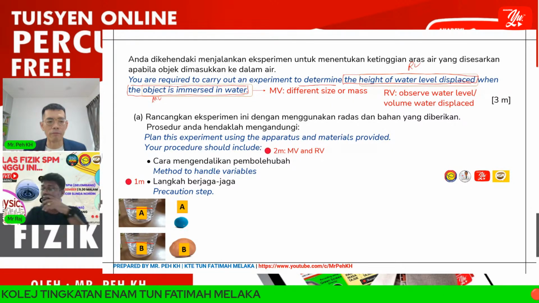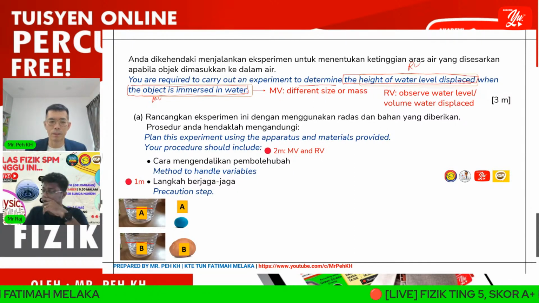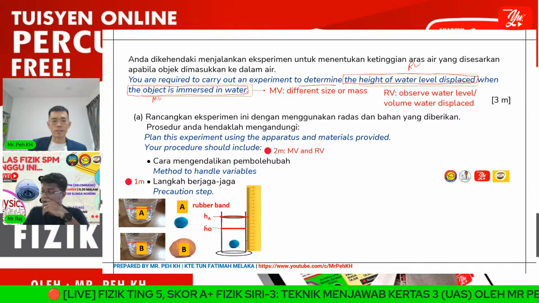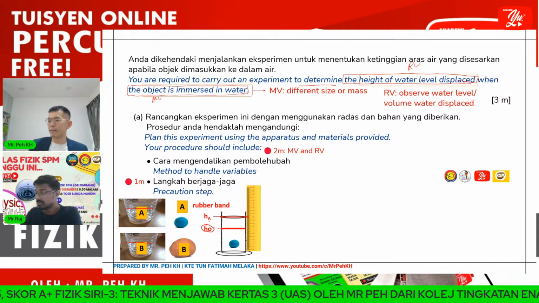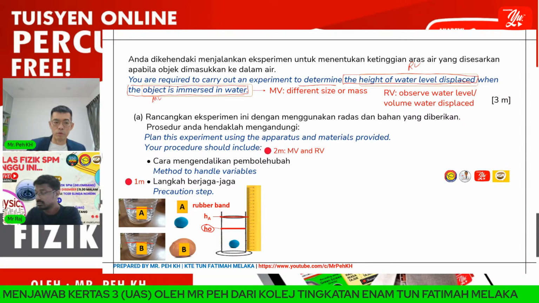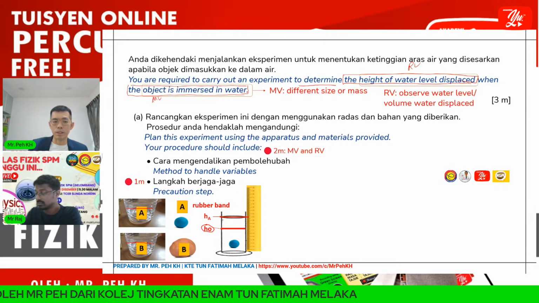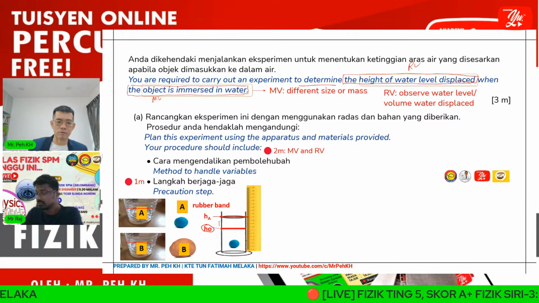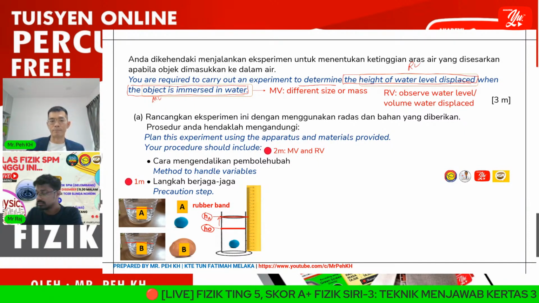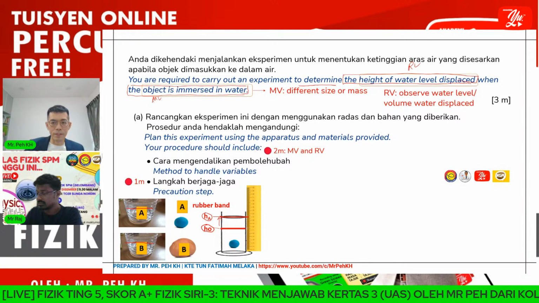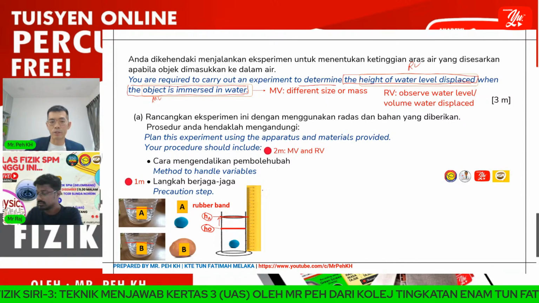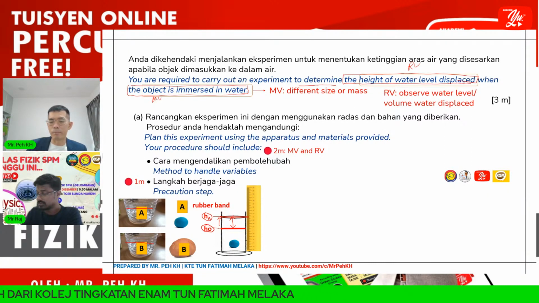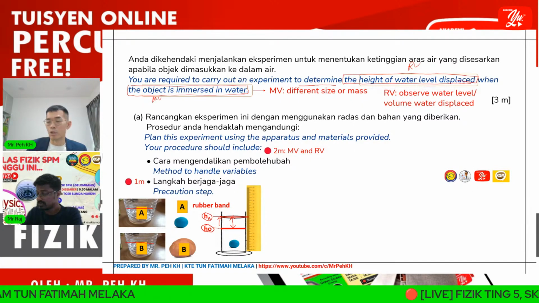Here the difference, the MV, definitely will be the plasticine size. So you have to immerse the plasticine into the water. You can see H0. The H0 refers to the initial height of the water before the plasticine is immersed. Then after the plasticine is immersed in water, definitely the water level will rise, shown by HA. The height of the water level can be measured by ruler, as shown in this picture. And then the difference in height can be calculated by HA minus H0 here.